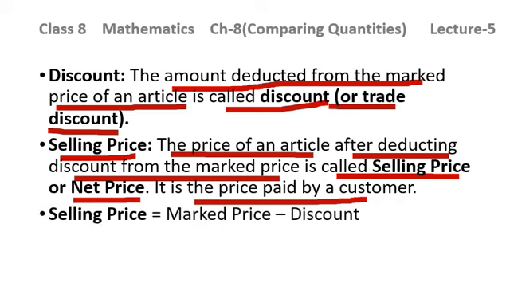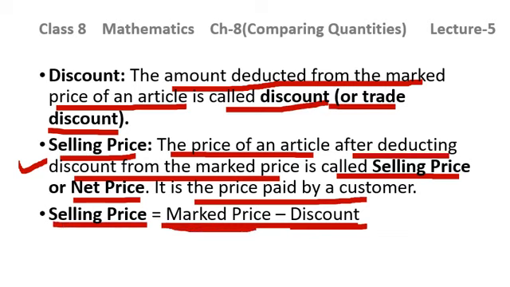So selling price can be written as marked price minus discount. Simple as this. From the above definition, we have seen that selling price is the price of an article after deducting discount. So here we have deducted discount from the marked price, and this is what we get: selling price or net price. It is the price paid by the customer.